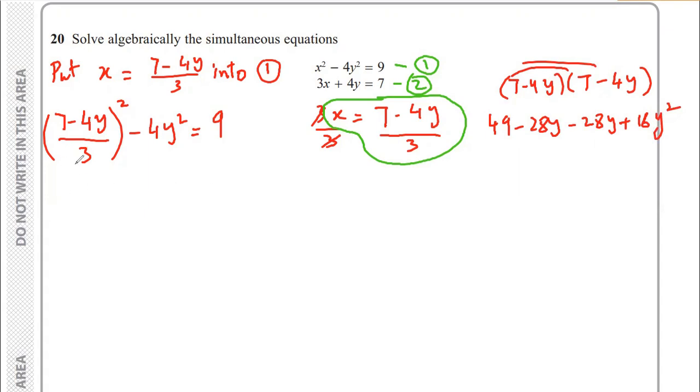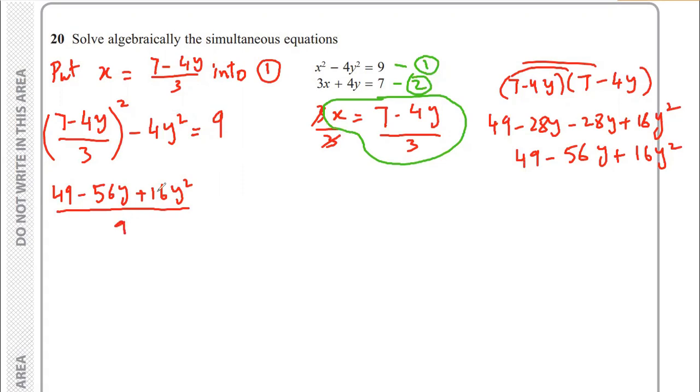Okay, and this is what we are going to get, and 3 squared will be 9. So I'll get this, and this simplifies actually to 49 minus 56y plus 16y squared. So 49 minus 56y plus 16y squared, all of this divided by 9 minus 4y squared equals 9.